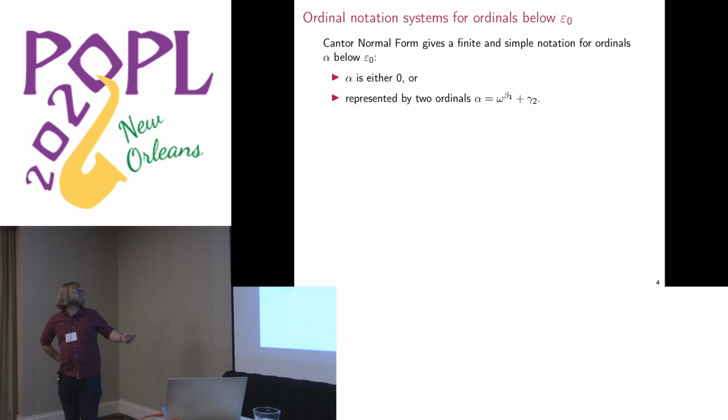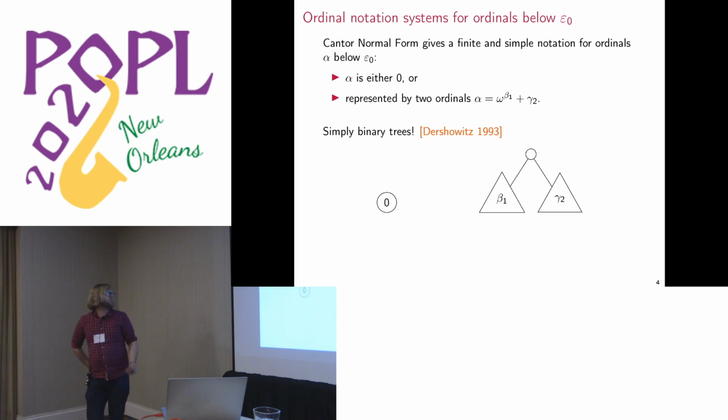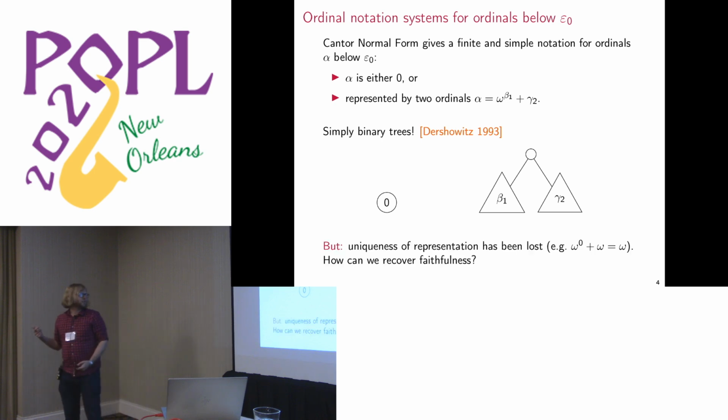Or it's represented by the first exponent and then the rest of the ordinals, right? And this is really simple. This is just binary trees, right? There's a base case, and I have 2 more ordinals that represent these 2 things. So I can represent ordinals just by binary trees. But if I do this, then I've, of course, lost the uniqueness of the representation.